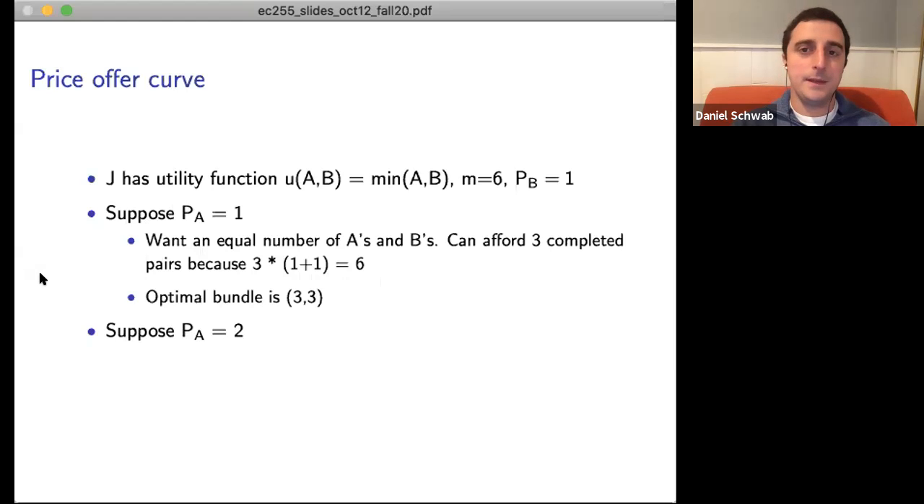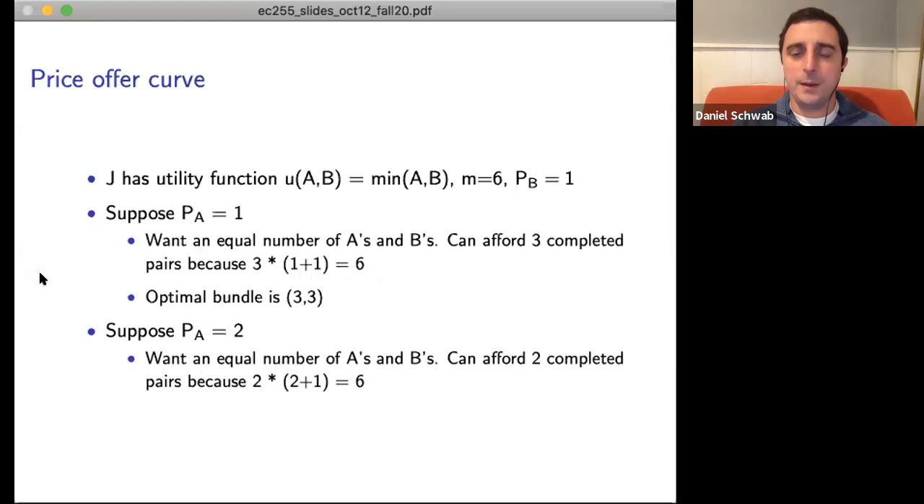Okay, so let's just do the same thing. Let's say, hey, what happens instead if your price of apples is 2? Well, if your price of apples is 2, you want an equal number of apples and bananas. And so you can afford 2 completed pairs now. Because a completed pair requires $2 for the apple and $1 for the banana, and so that's $3. So you can think of a pair costing $3. And so you can buy 2 pairs. And so that means that you just have an optimal bundle of 2, 2.